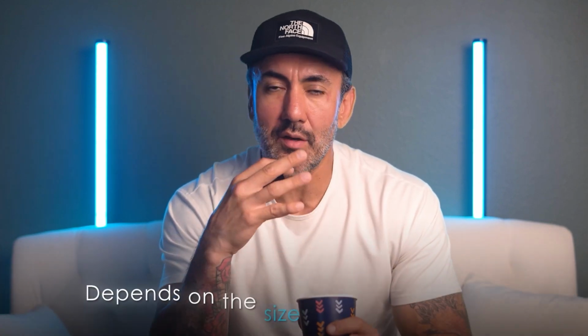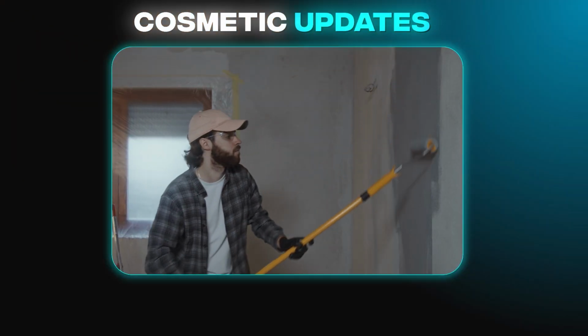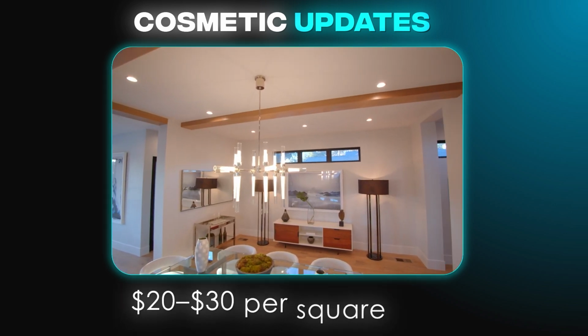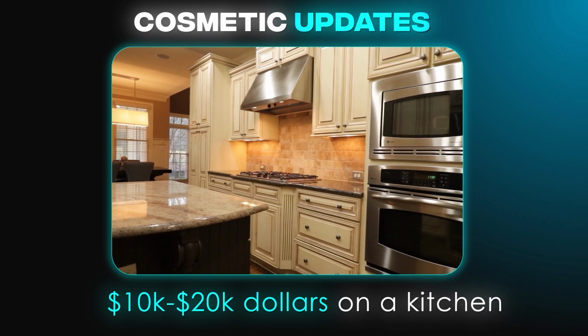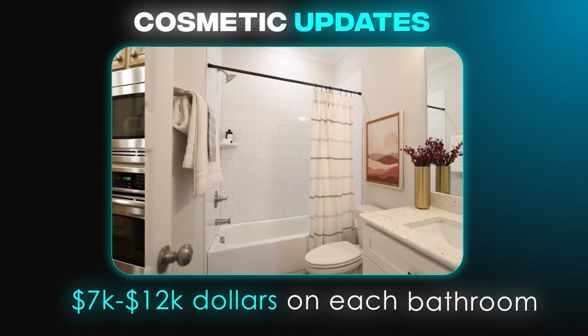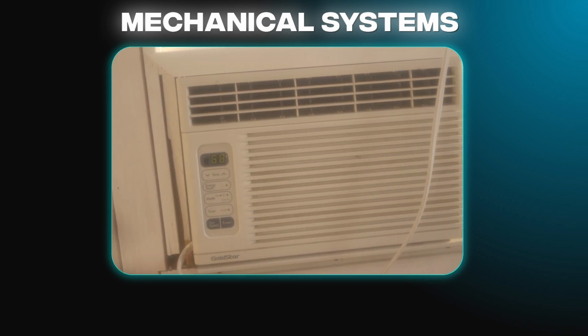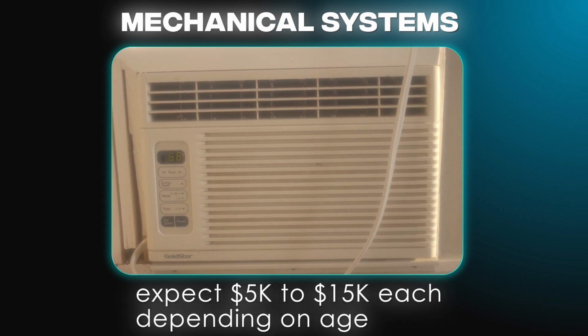But here's a rough way to break it down, and it all really depends on the size of the home, the finishes you want to use, and all that fun stuff. But you want to make sure you account for all these items in whatever tool you're using for your estimates. You got cosmetic updates like interior and exterior paint, flooring, fixtures. You got the kitchens and bathrooms. You could easily spend $10,000 to $20,000 on a kitchen, another $7,000 to $12,000 on each bathroom. You got mechanical systems like the plumbing, electrical, HVAC. You could expect to pay $5,000 to $15,000 each, depending on the age there.